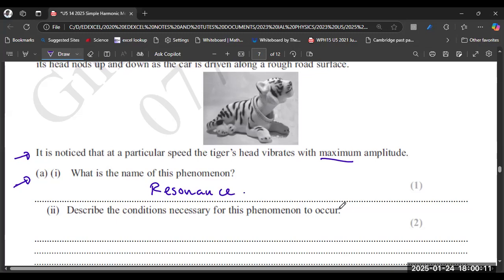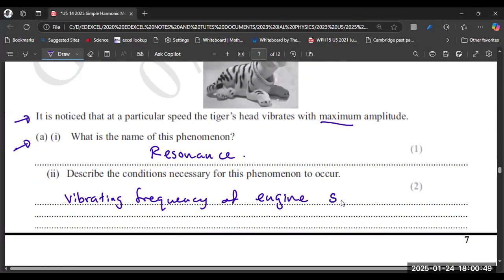Right. The vibrating frequency of the engine will equal what? The natural frequency of the tiger.